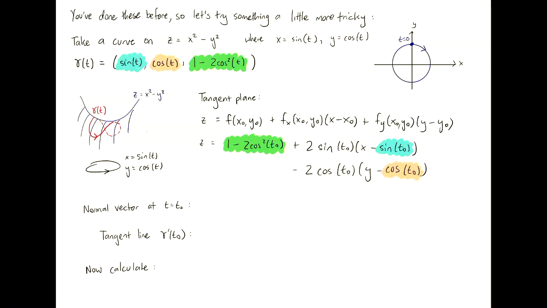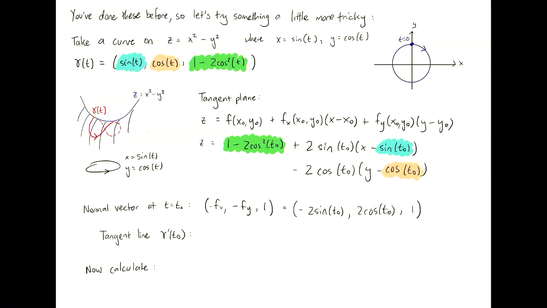Okay, we also know how to calculate the normal vector, which was minus fx, minus fy, 1. And I really mean a normal vector, because obviously the normal vector is not unique. It's more a basis of the normal space, if you like, but that is fine. A normal vector is given by minus 2 sine t naught, 2 cos t naught, and 1.